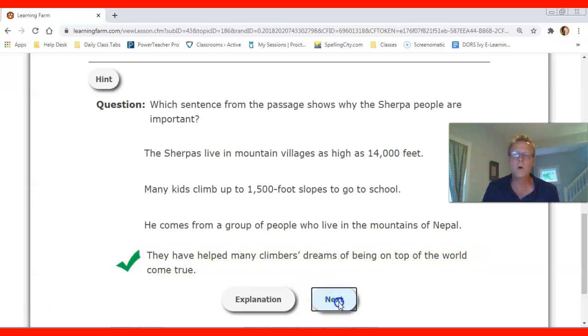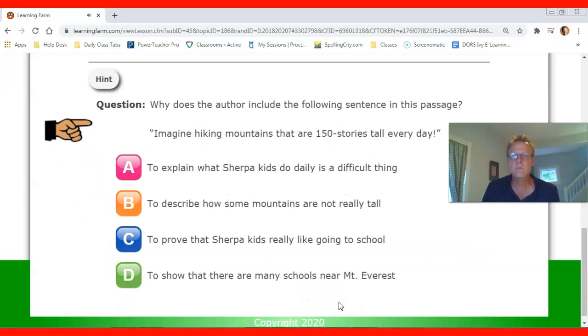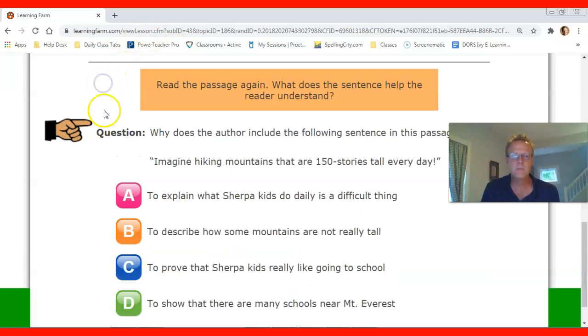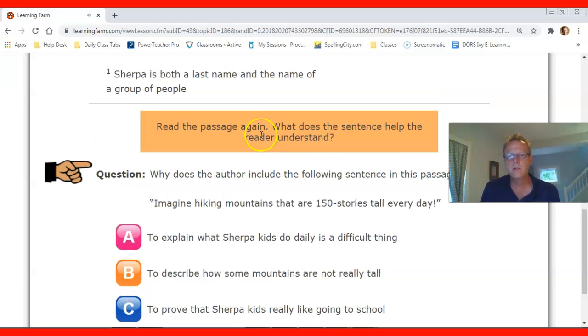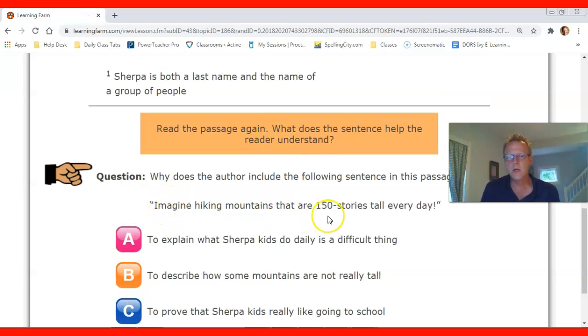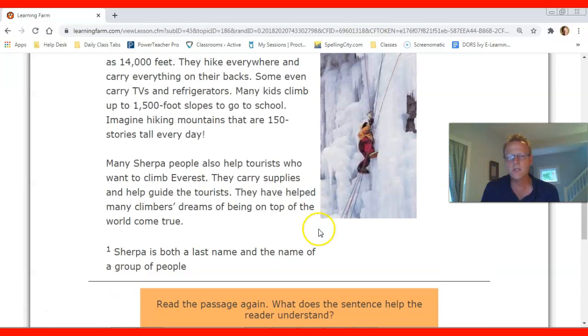Let's look at one more question. Why does the author include the following sentence in this passage? Imagine hiking mountains that are 150 stories tall every day. Wow. Let's look at the hint. Read the passage again. What does this sentence help the reader understand? Okay, so let's jump back up here and look for this right here. 150 stories every day.